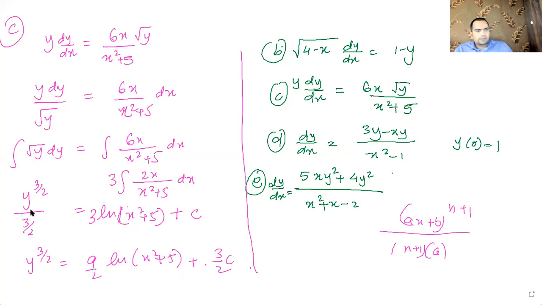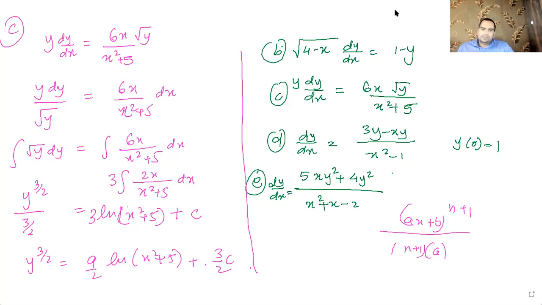So when you make y the subject of the formula, you bring the 3 by 2 to the other side. You can take the constant as another constant, any other constant you can define, and then you take this power to the other side, it'll become to the power 2 by 3. So that's how you do this question.